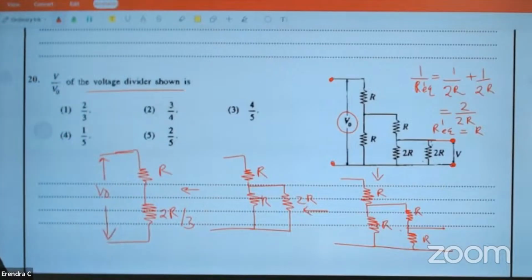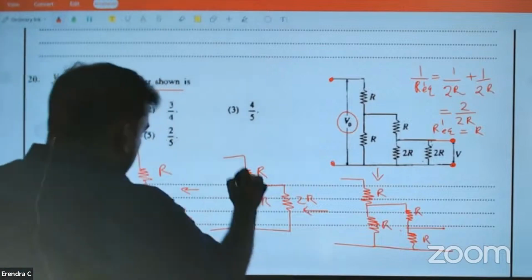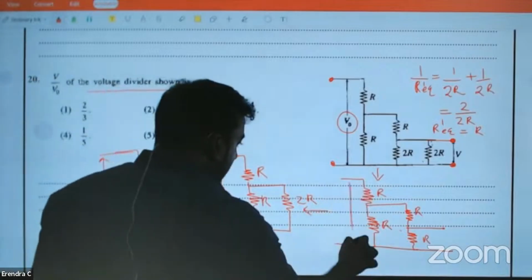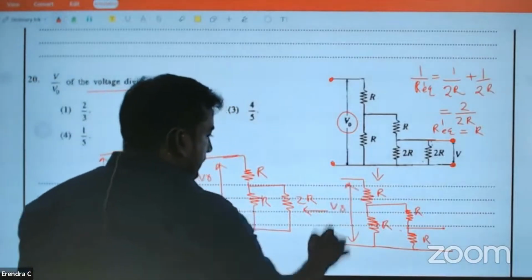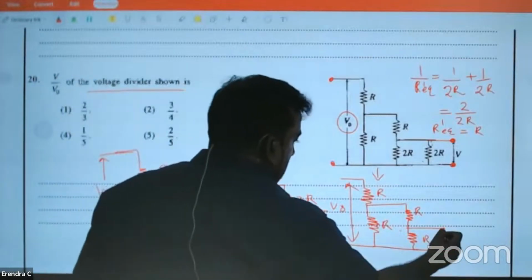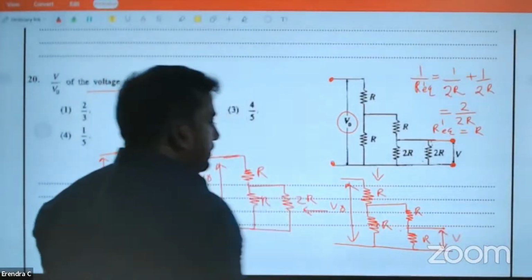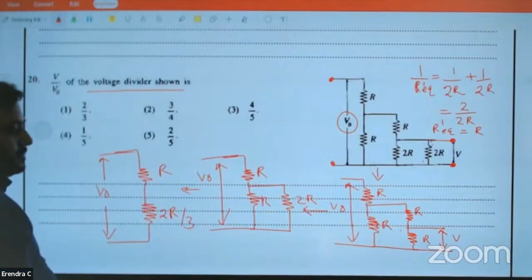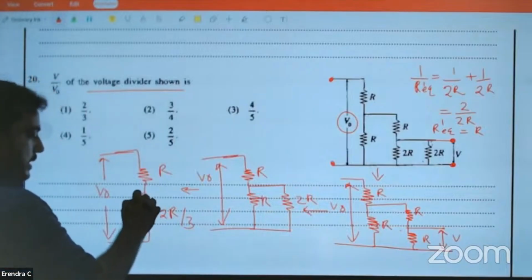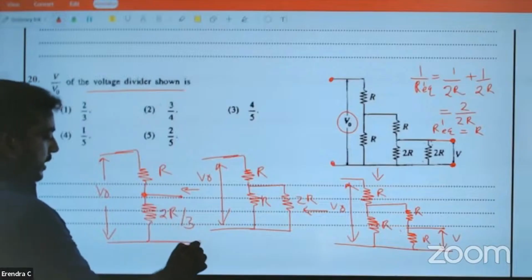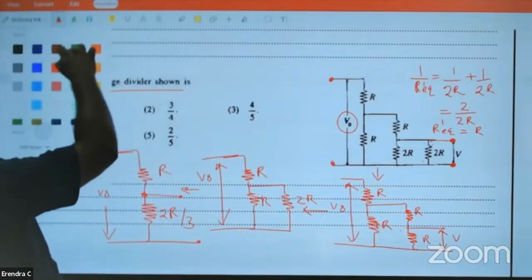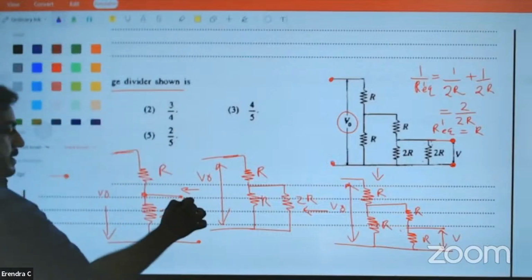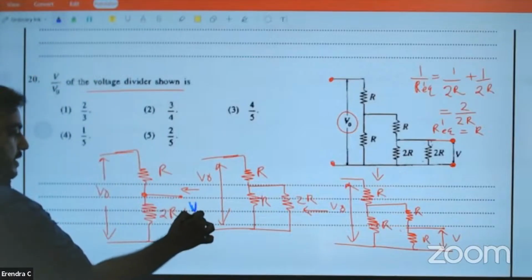Here V naught. Here V naught. Here V naught. This voltage only we need. Right. Potential divider. Let's find the voltage here. Let's find the voltage there. This voltage, I'll name this V1.